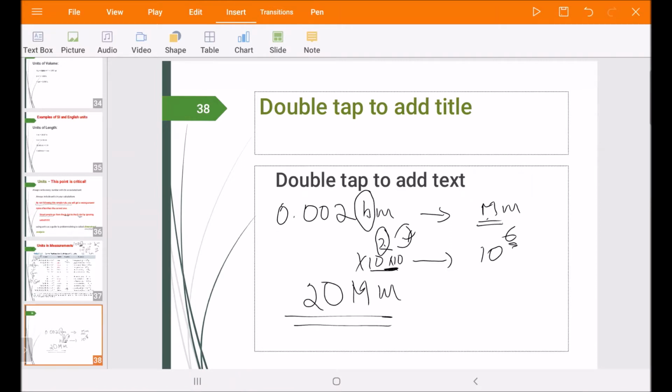Isn't that incorrect? 0.002 hectometers, 10 to the power of 2. Sir, we have to divide by 10 to the power of 4.